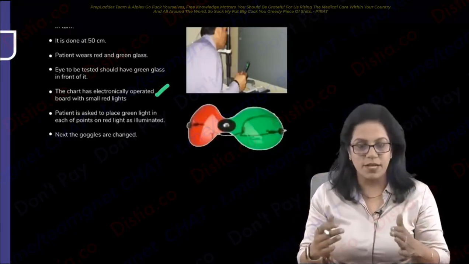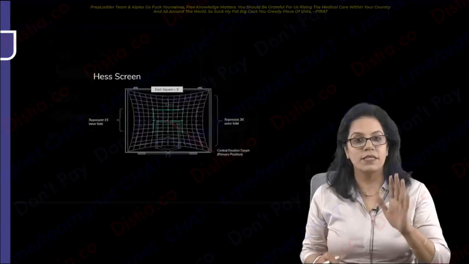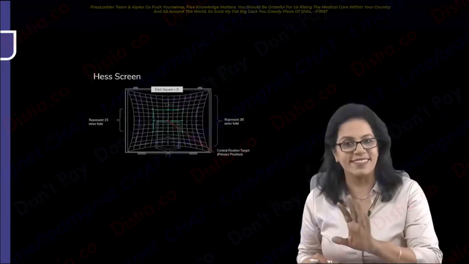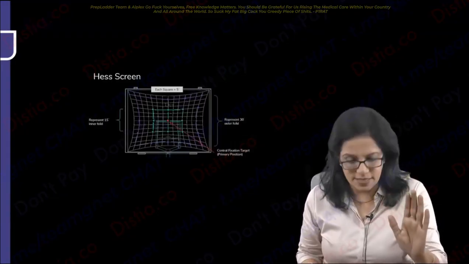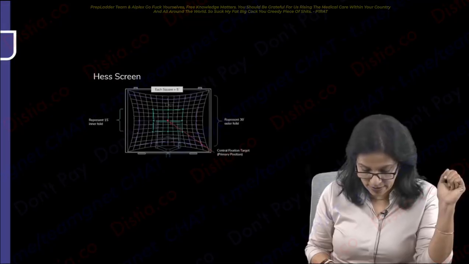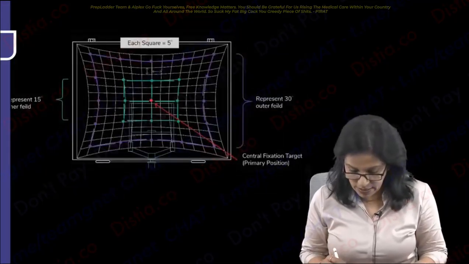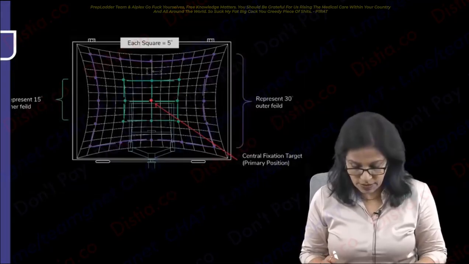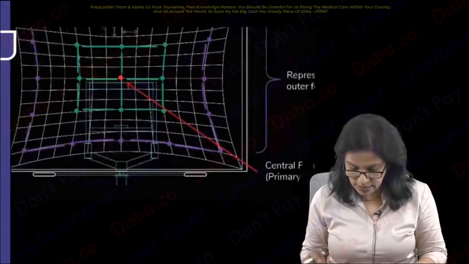So what happens is, this is the Hess chart and there was only one question for you, and this was asked: what is this chart known as? That was the only basic question. But it's very simple and interesting. Let's see this. This chart has these squares. Each square is 5 degrees. You should know this. Now this inward green, as you see, the little bigger square is 15 degrees and the outer purple one is 30 degrees.